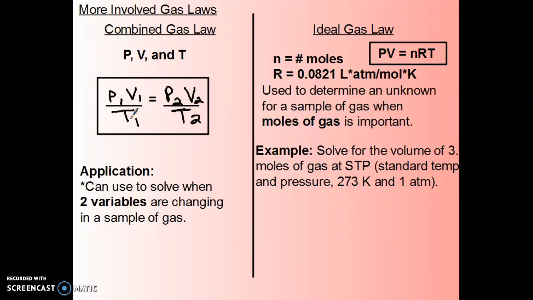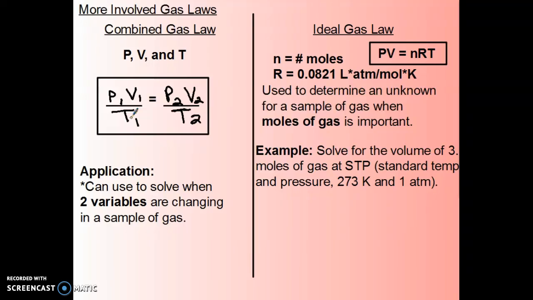That number is 0.0821, and the unit of this constant is very complex, but the reason it has 4 units in the unit is so that it can cancel with everything else in the equation, giving you the thing that you're looking for. And so the only new variable other than R, which is our constant, is N in this equation, and N represents our number of moles. So if moles are important in the question, then we would want to use the ideal gas law.